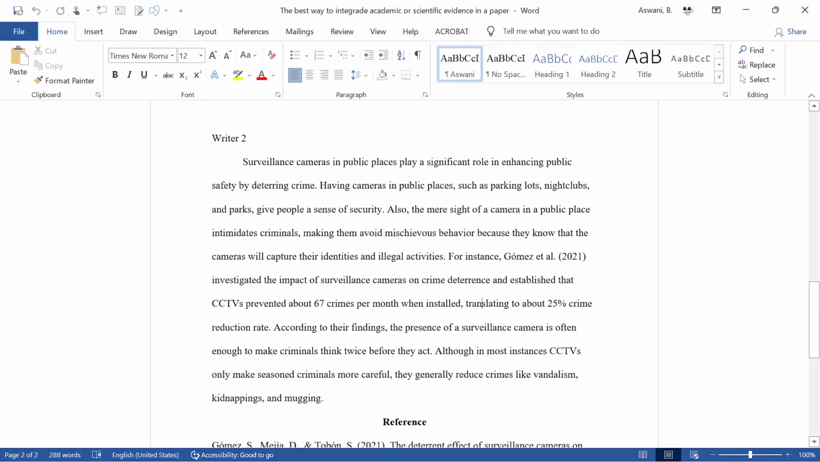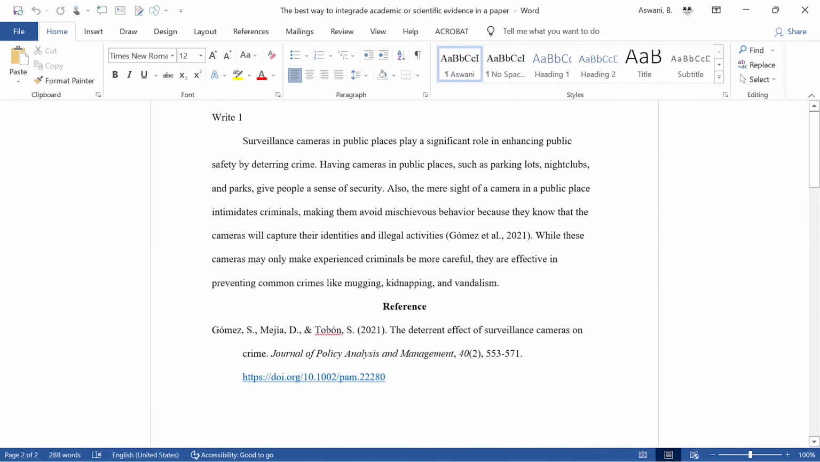According to their findings, the presence of a surveillance camera is often enough to make criminals think twice before they act. Although in most instances, CCTVs only make seasoned criminals more careful, they generally reduce crimes like vandalism, kidnappings, and mugging. So, this is the best way of showing that this study actually supports the point. The entire point of having references within your paper is to actually support your arguments.